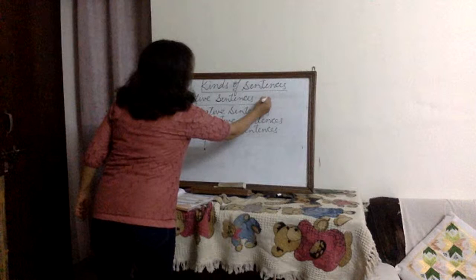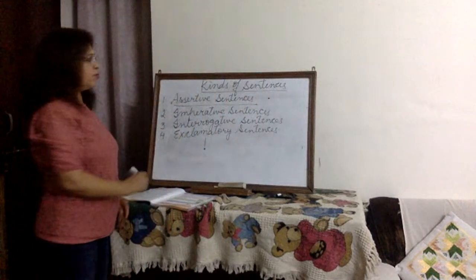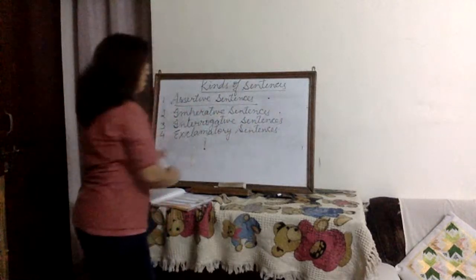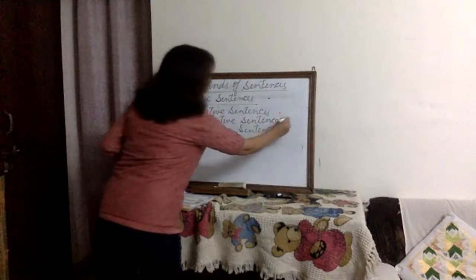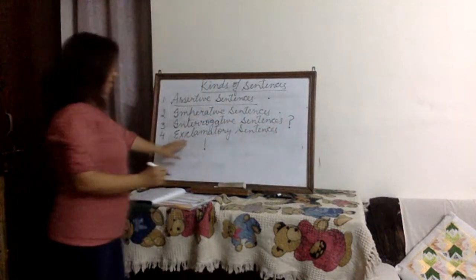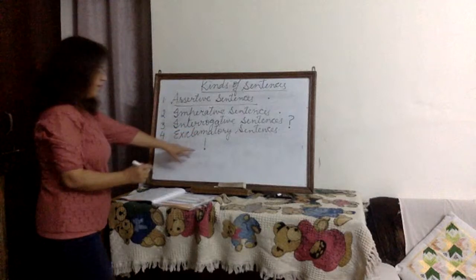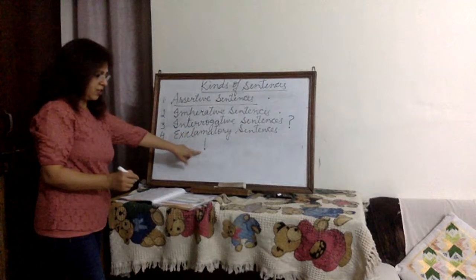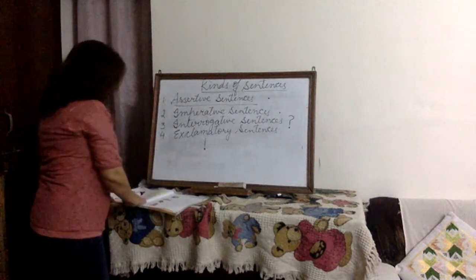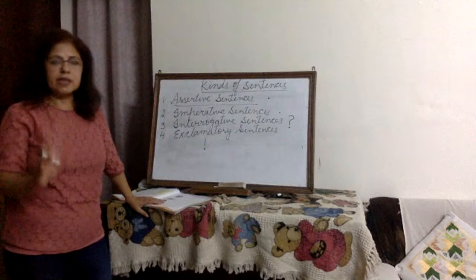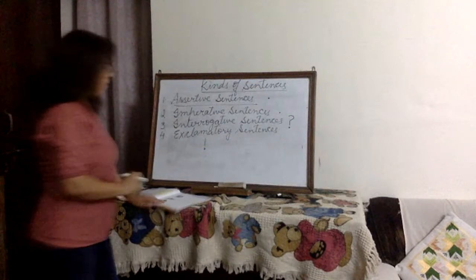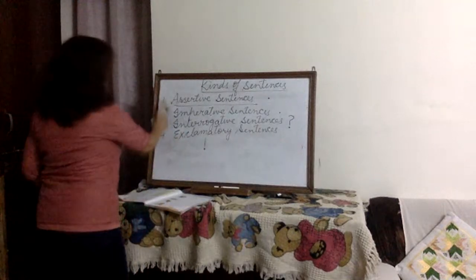With assertive sentences, we put a full stop at the end of the sentence. With imperative sentences, we put a full stop. With interrogative sentences, at the end, we put a question mark, the sign of interrogation. And with exclamatory sentences, at the end, we put this. This is the exclamation mark. Now, I'm going to ask you certain sentences. You will tell me what kind of sentence they are. Okay? Get ready with your answers.